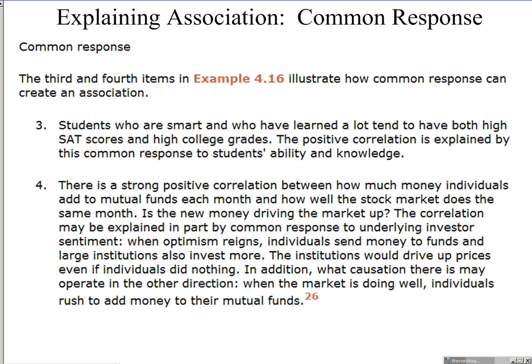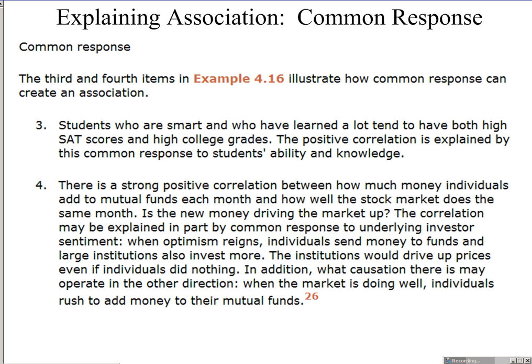Number four, there's a strong positive correlation between how much money individuals add to mutual funds each month and how well the stock market does the same month. Is the new money driving the market up? The correlation may be explained in part by common response to underlying investor sentiment. When optimism reigns, individuals send money to funds, and the large institutions also invest more. The institutions would drive up prices even if individuals did nothing.